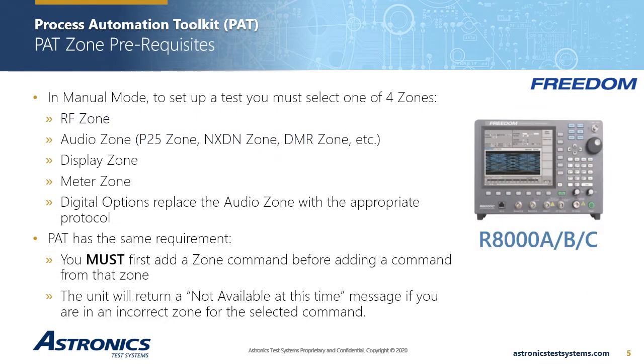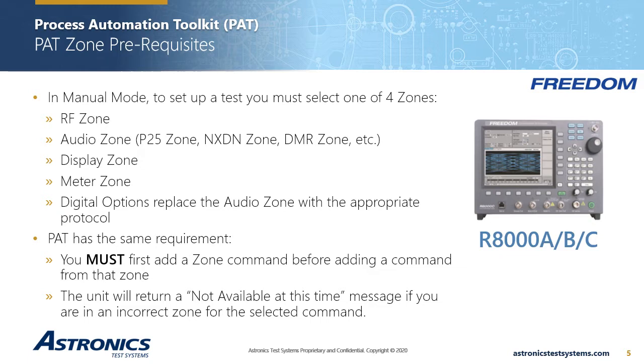Before we get started, we need to understand some prerequisites that are needed when writing a script in PAT. To set up a test in manual mode, you must first select one of the 4 zones to access the functions within that zone using the menu keys. These are the RF zone, the audio zone, which in digital modes becomes P25, NXDN or the DMR zone, display zone, and the meter zone.